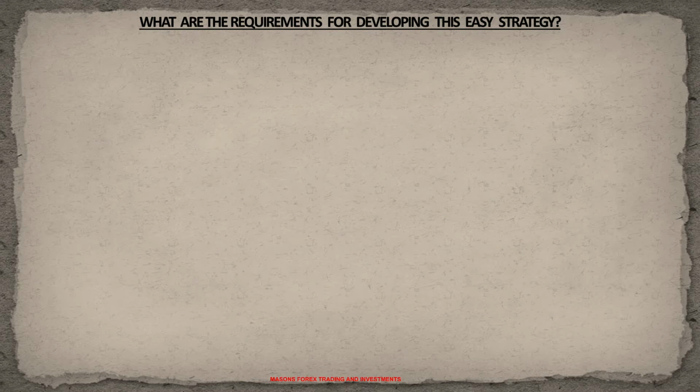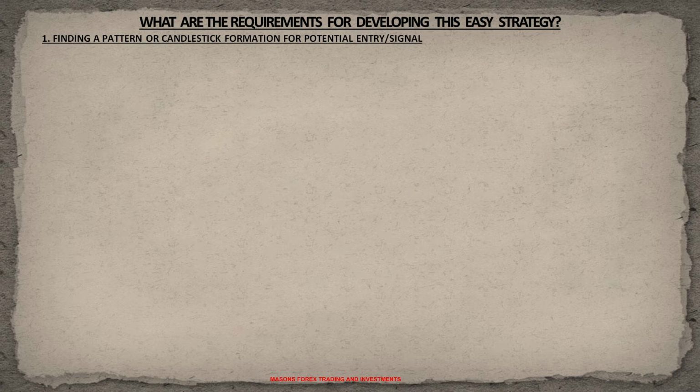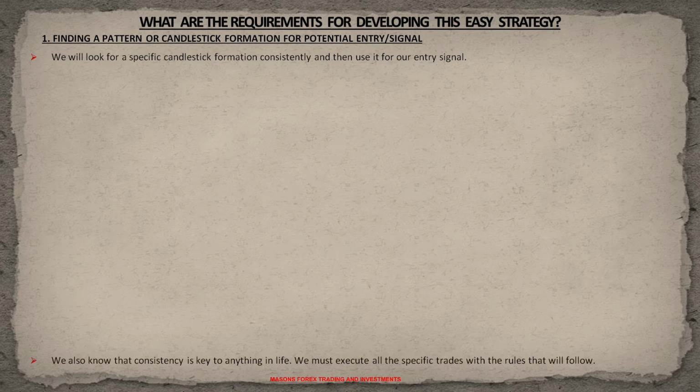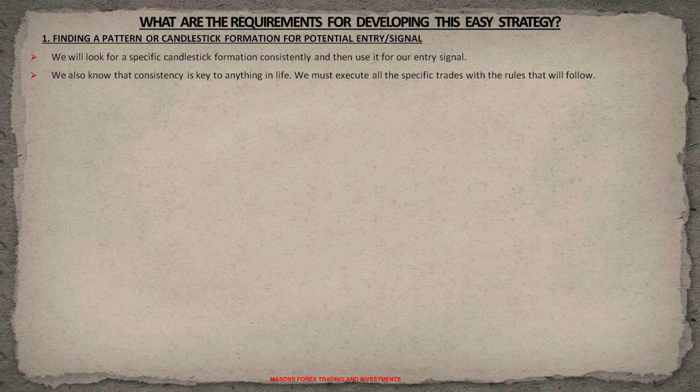What are the requirements for developing this easy strategy? Number 1. Finding a pattern or candlestick formation for potential entry or signal. We will look for a specific candlestick formation consistently and then use it for our entry signal. We also know that consistency is key to anything in life. We must execute all the specific trades with the rules that will follow.